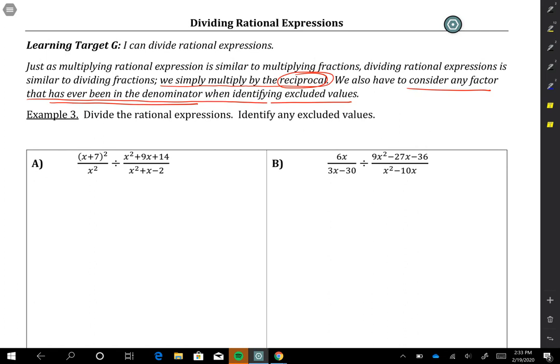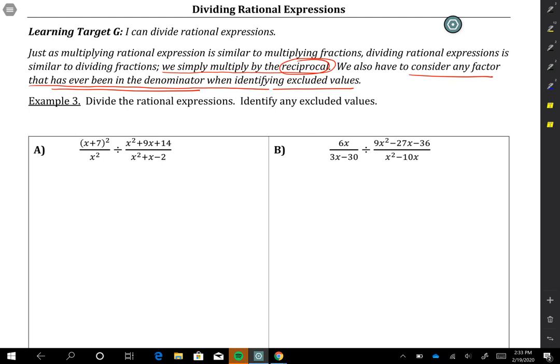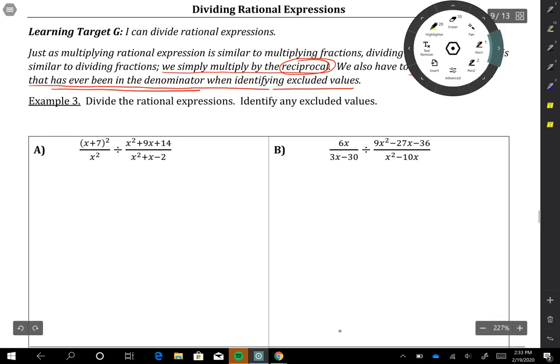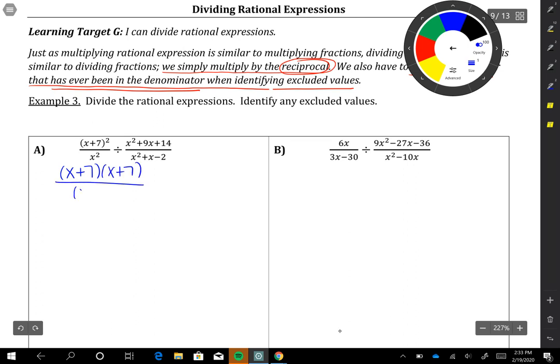So letter A is x plus 7 quantity squared divided by x squared, divided by x squared plus 9x plus 14 over x squared plus x minus 2. What I would suggest doing first is to factor everything, or write everything in factored form. For this x plus 7 quantity squared, I would suggest expanding it out to x plus 7 times x plus 7. And then x squared I would write as x times x. We're going to leave this as division for a second while we factor.